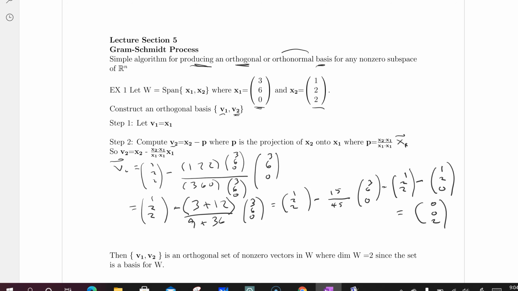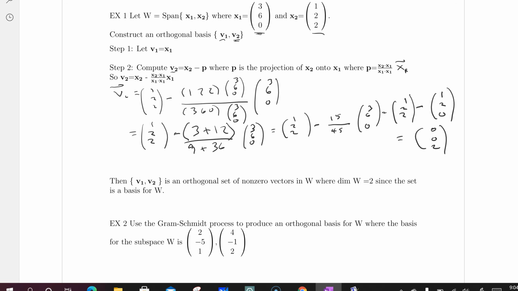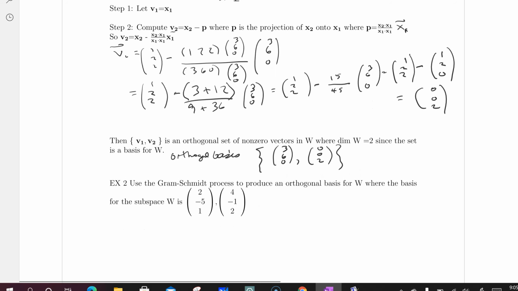So okay, this is my orthogonal basis. I missed a syllable in there, right? The basis will be v1, which is 3, 6, 0, comma, 0, 0, 2. And let's just check. If I take the dot product of this, it is 0, right? So the dot product is 0. That means they're orthogonal to each other.